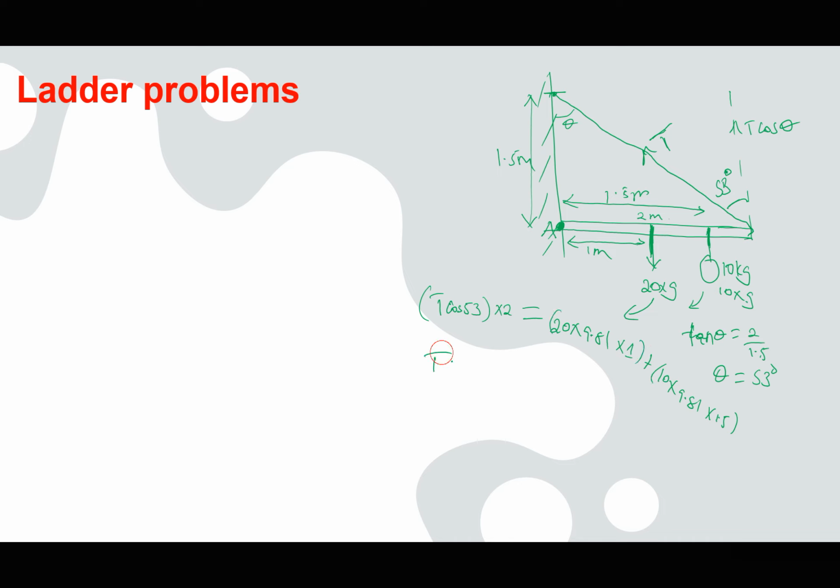So I'm just going to press my calculator to find T. So 20 times 9.81 times 1 plus 10 times 9.81 times 1.5. Then I divide this by 2. I divide this by cos of 53. So the T is going to be 285 newtons. You can try to verify that. I could make some errors, but I think that is correct. So the tension could be approximately 285 newtons.